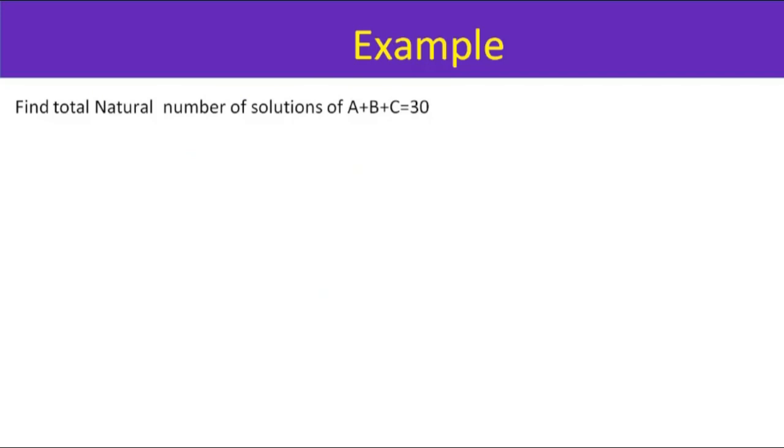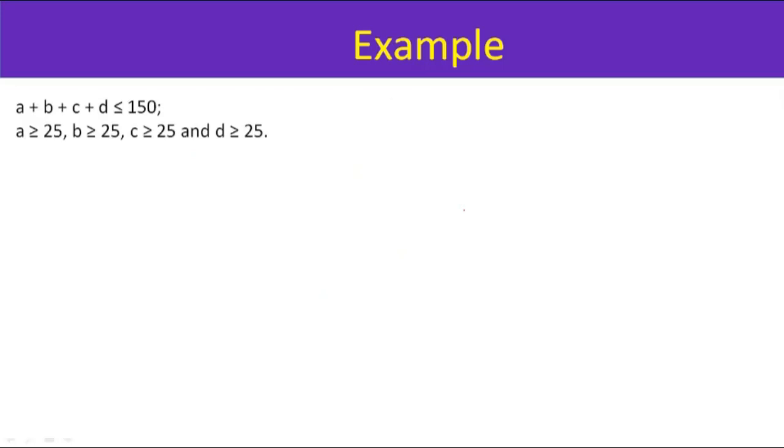Natural number means A is greater than or equal to 1, B is greater than or equal to 1, C is greater than or equal to 1. So give the minimum numbers 1, 1, 1. The leftover is 27. The answer is 29C2. Let's solve this one. Again, please try to do it orally.